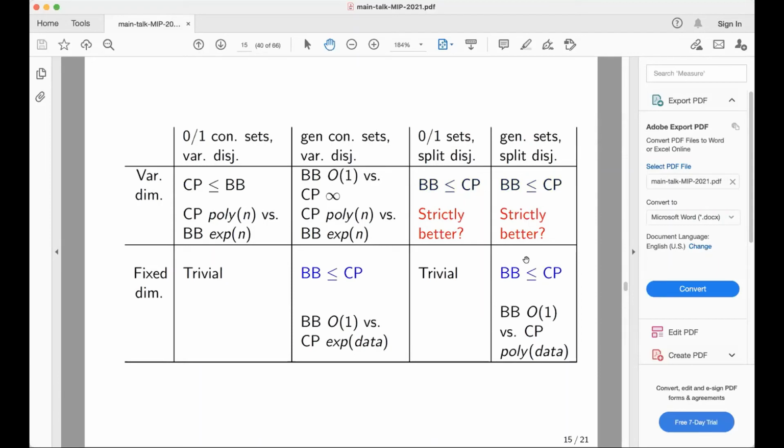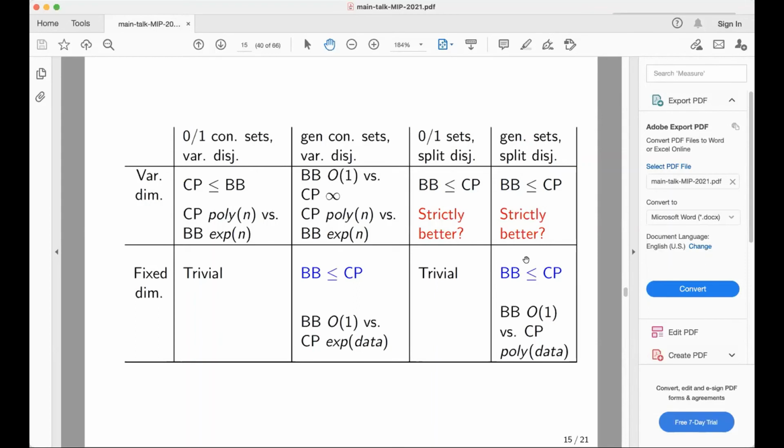Okay. It turns out that when you go to the fixed dimension setting, then again, branch and bound seems to be doing better than cutting planes. The precise theorem is the following. And of course, in fixed dimension, the 0-1 setting is kind of trivial because there are only a constant number of feasible 0-1 points that you have to enumerate, and you can show that it's easy to do with branch and bound or cutting planes. So the really interesting case is the non-0-1 case, the general convex setting.